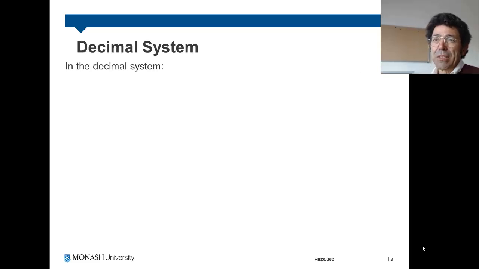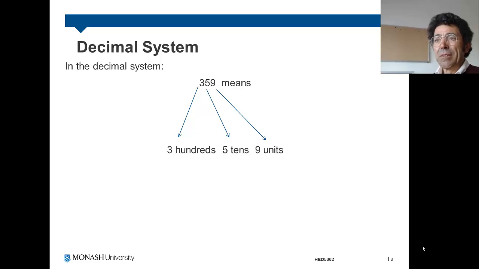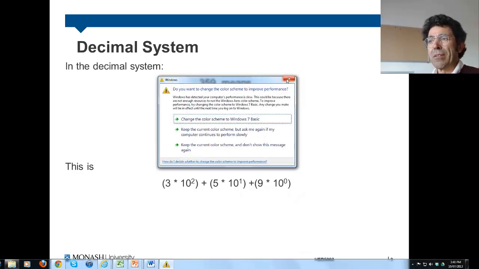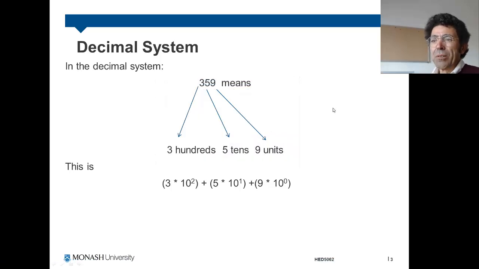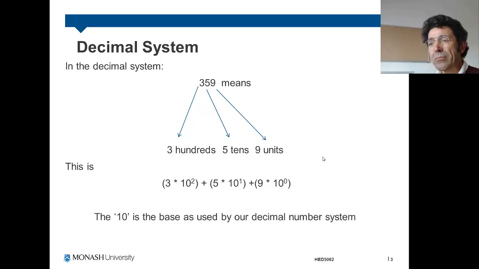So for our decimal number system, we might have a number like 359, and what that really means is that we've got 3 hundreds, 5 tens, 9 units. So the place of the 3, the 5 and the 9 is very important because it depends what the multiplier would be. So what we have is 3 hundreds, 5 times 10 plus 9 times 1. The 10 is the base as used by our decimal number system.